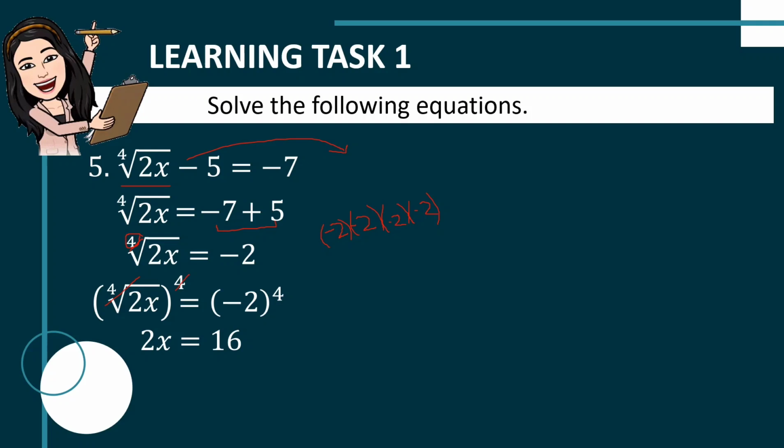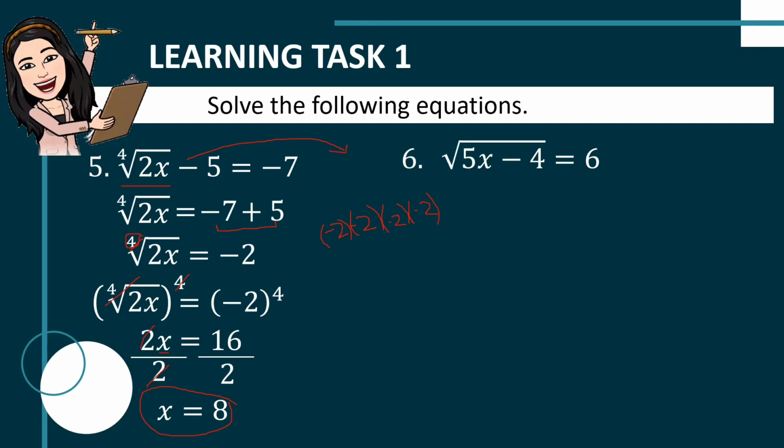Okay? Now, in order to find the value of x, we need to divide both sides by 2. So, we can cancel 2. So, our answer is x is equal to 16 divided by 2 is 8. So, therefore, the value of x is equal to 8. Okay? Next, number 5. Number 6.